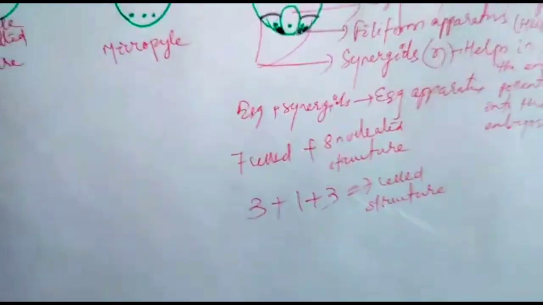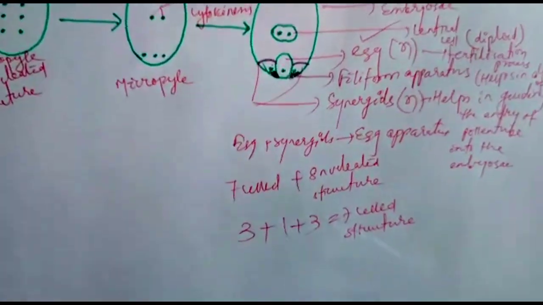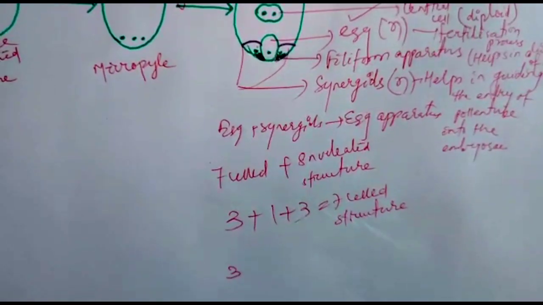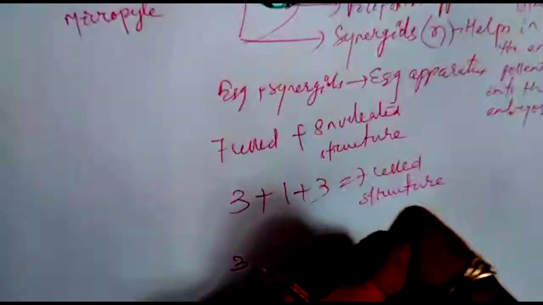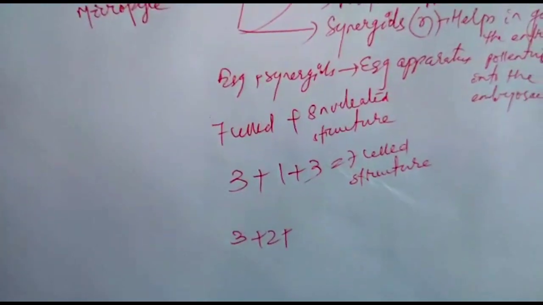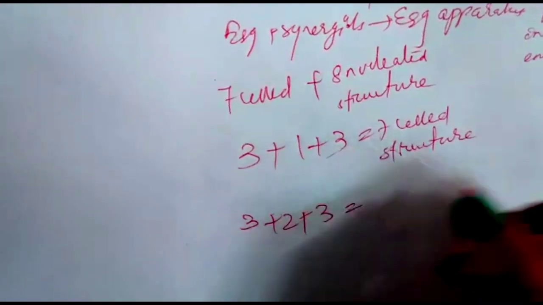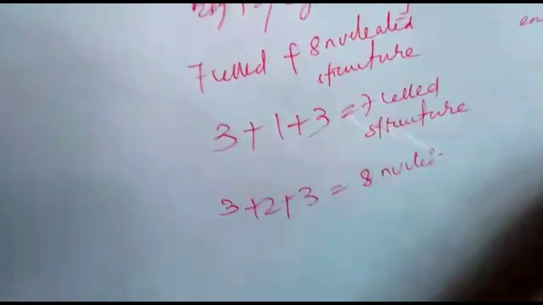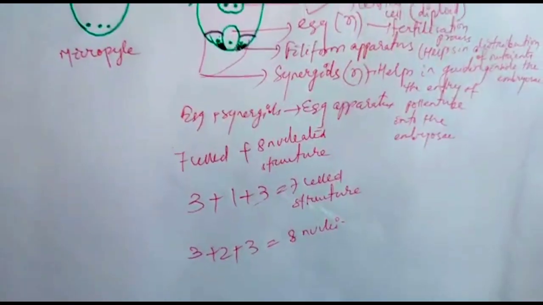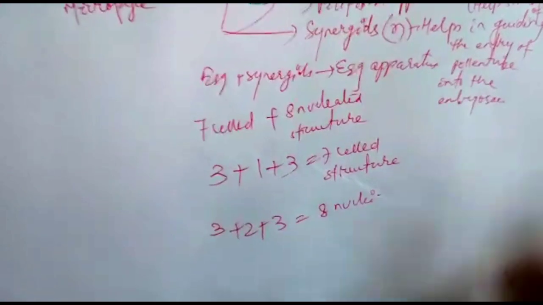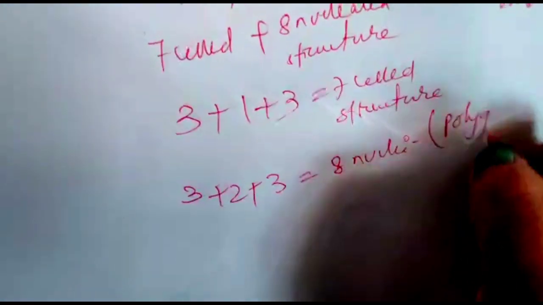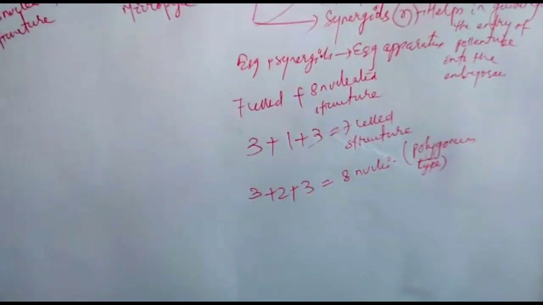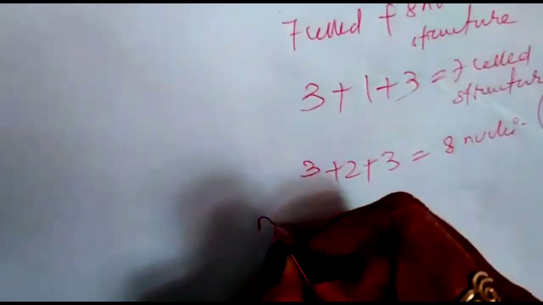Then how is it an 8 nucleated structure? The 3 nuclei present in the chalazal end, then the 2 nuclei present inside the central cell, then the 3 nuclei present in the micropylar end. So 3 plus 2 plus 3 is equal to 8 nuclei. So it is a 7-celled and 8 nucleated structure and this type of embryo sac is known as polygonum type.